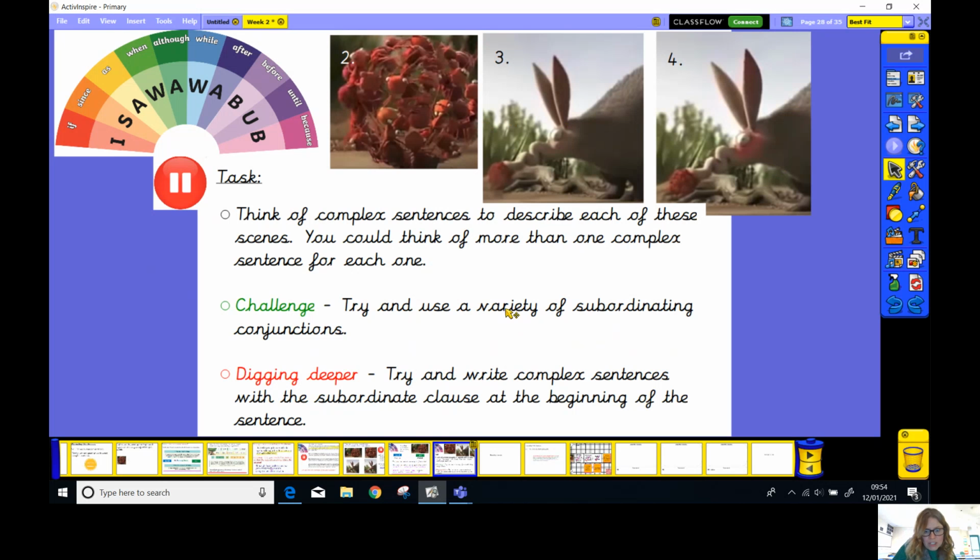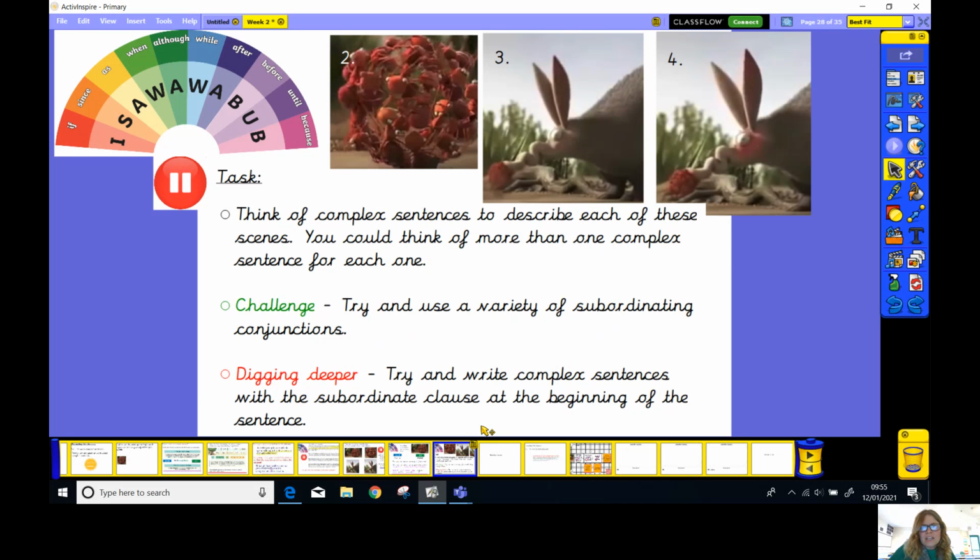Now your challenge today is to use a variety of subordinating conjunctions. Don't just use the usual ones, as and because. Perhaps you could use before, until, although. Now remember with although, that's a contrasting one, isn't it? It needs to in some way contrast with the main clause when you use it. Your digging deeper today would be to try and write complex sentences that start with a subordinate clause at the beginning of the sentence, and I'm going to be looking closely to see if the comma is in the correct place. So pause the video now and have a go at this task.